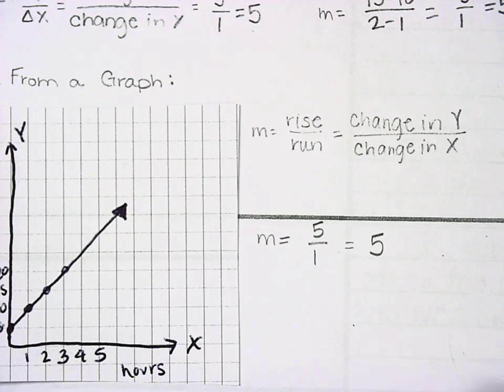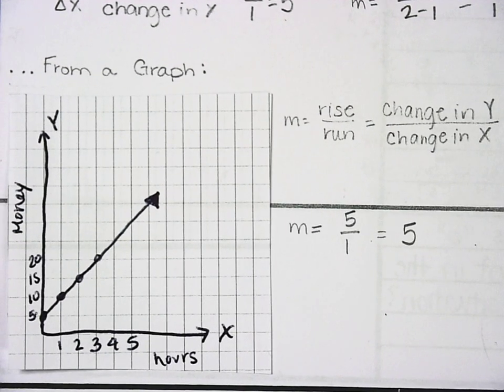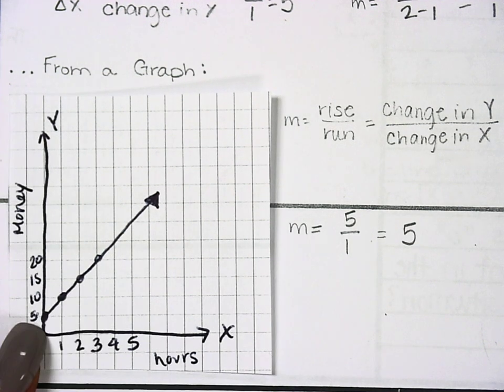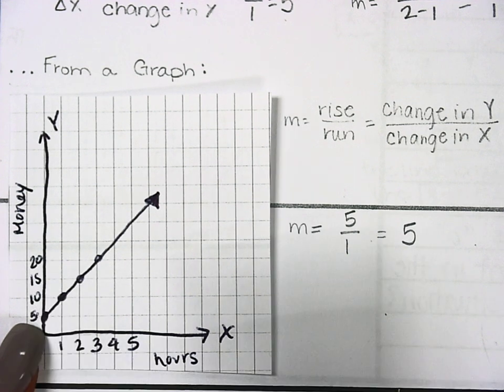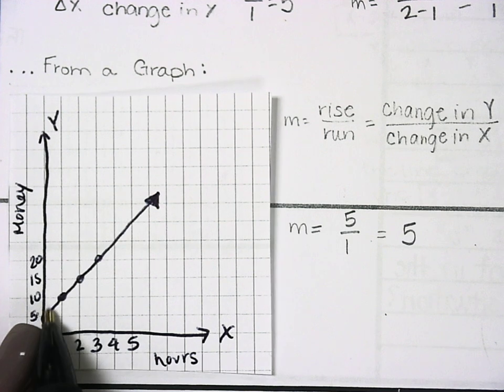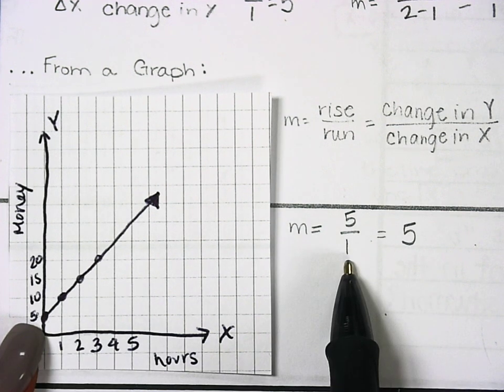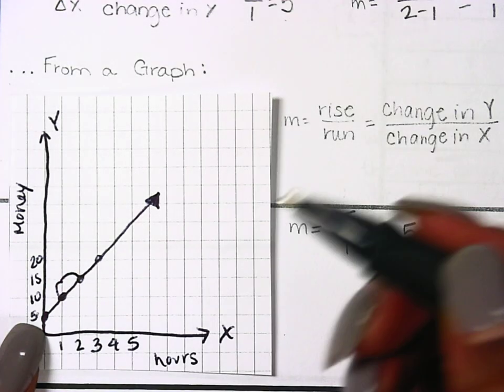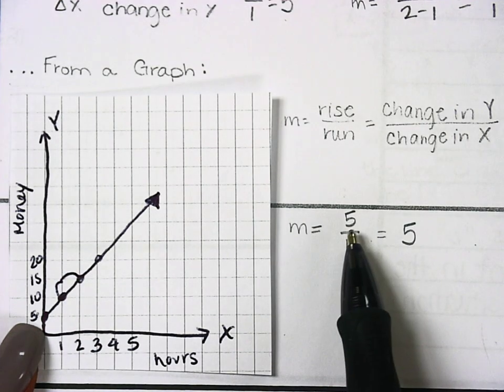So if we look at our graph here, say we are given this graph, and we are asked to find the slope. Well, from this first point to my second point, my y value went up by 5. So change in y is 5. From this x value at 0 to the next x value at 1, we went up by 1. So, rise over run, our slope is 5 over 1.